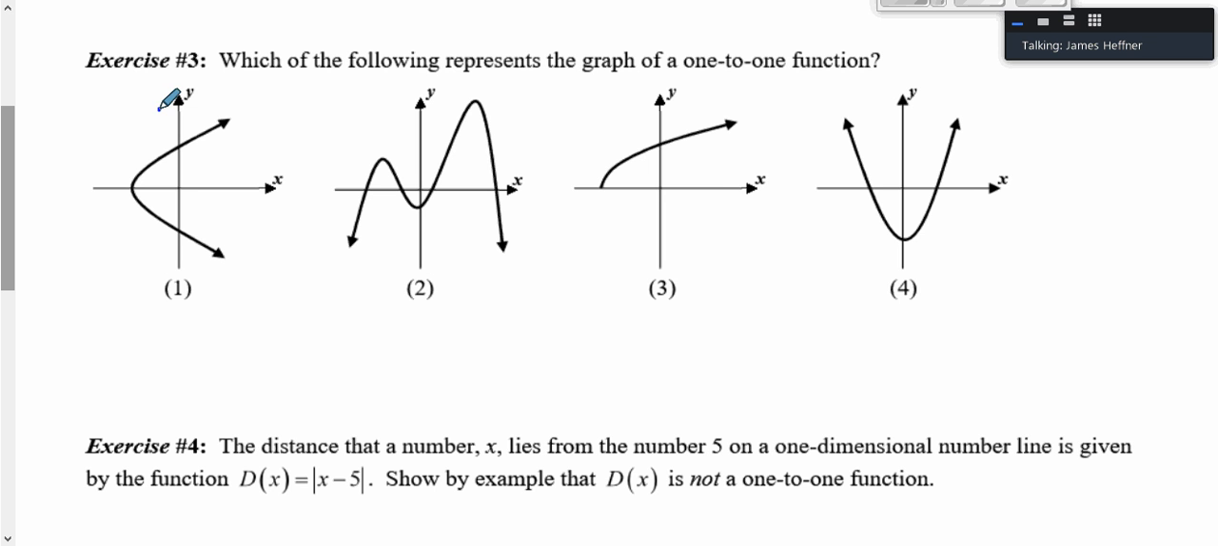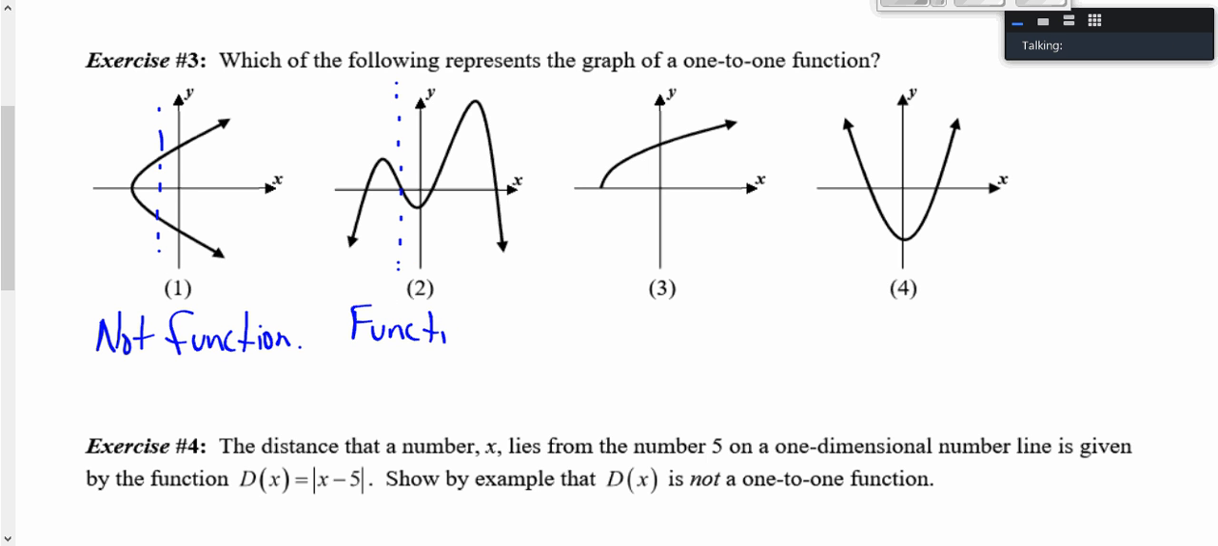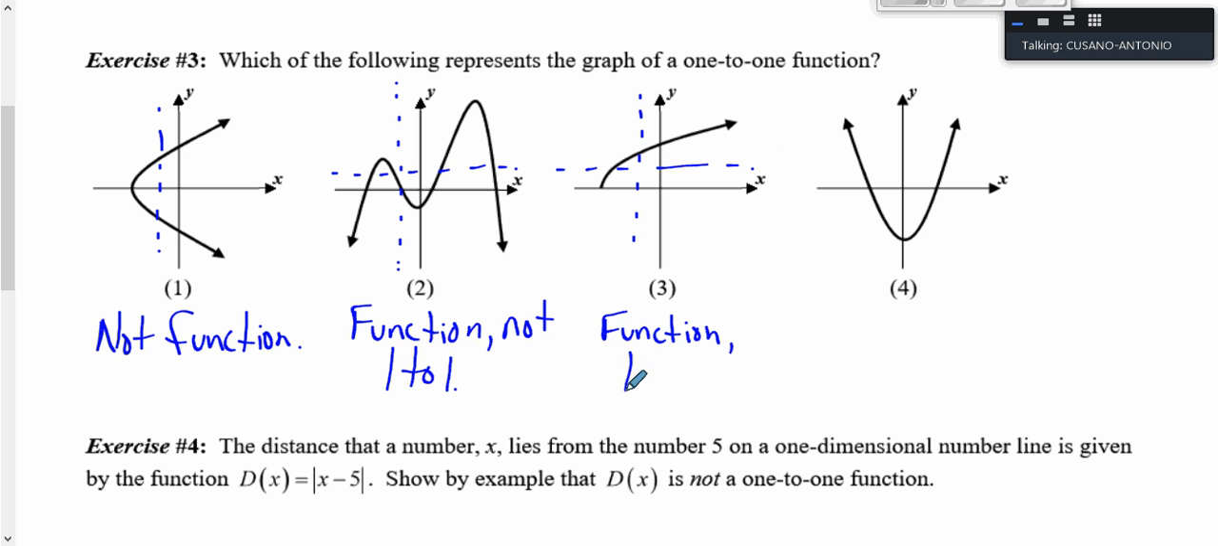Let's look at number one. Is it even a function? No. So not a function. Moving on then. How about number two? Is it a function? Yes. It's a function, but is it one-to-one? No. Not one-to-one, right, by the horizontal line test. Number three, is it a function? Yes. It's a function. Is it one-to-one? Yes. It is in fact one-to-one.